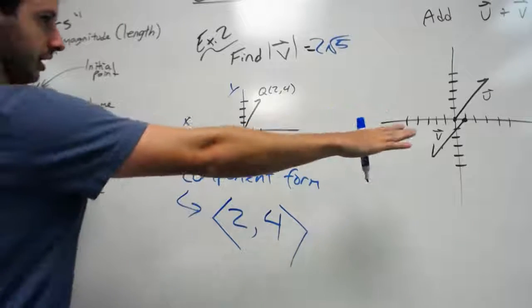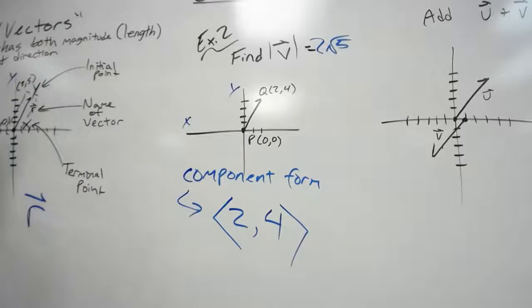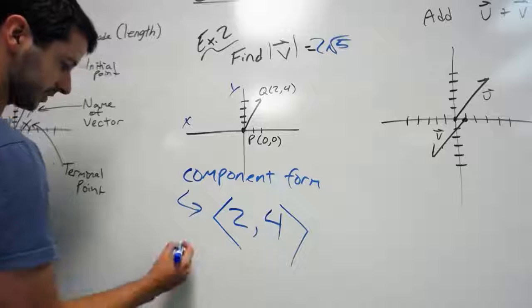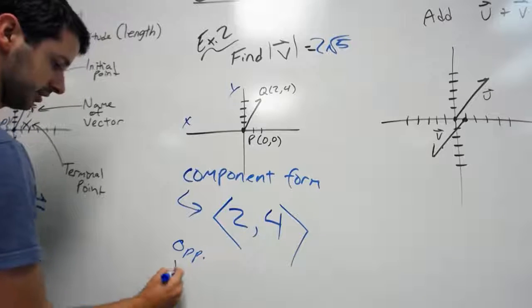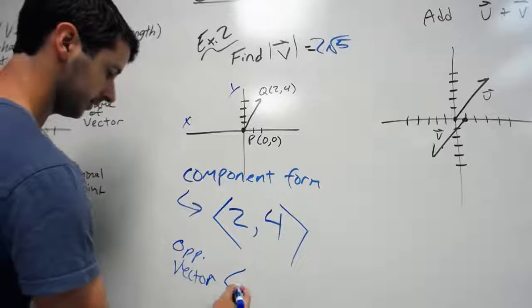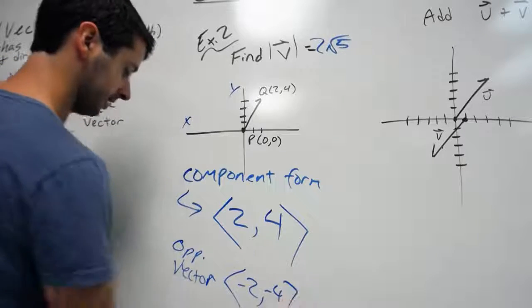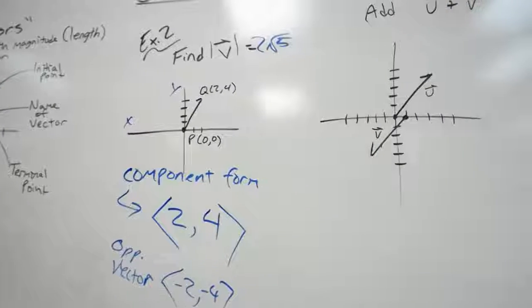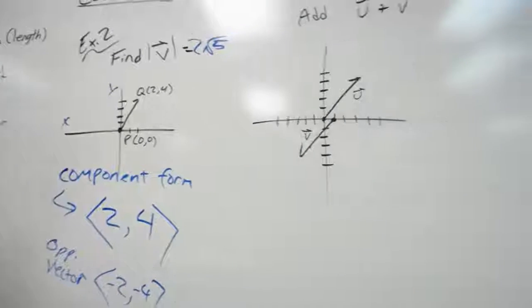Actually, I'll show you that over there is what I'll do. There's one other thing it talks about. It talks about opposite vectors. It's very basic. The opposite vector of 2, 4 is -2, -4. And that's all I'll say to that. Just the opposite. But let's go ahead and look at adding vectors together.